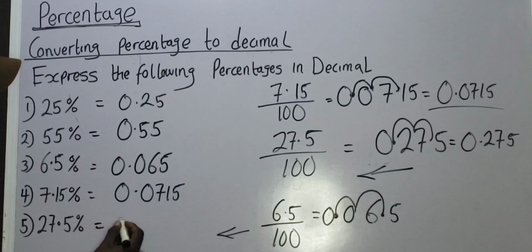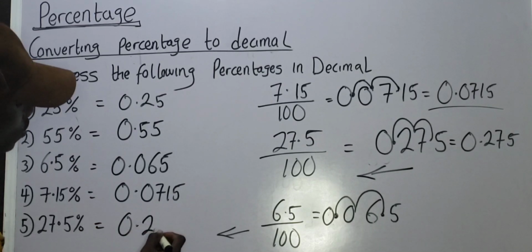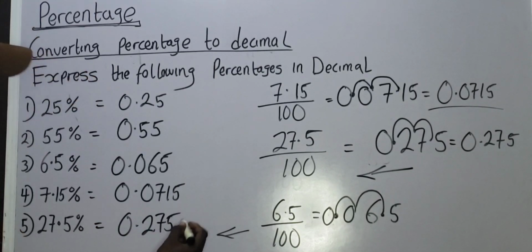This is the final answer, 0.275. If you get this answer, you are correct, okay? Now, that is how to express a number from percentage to decimal. We divide the number by 100, and then you can carry it out without using the calculator. Just move the decimal point 2 steps towards the right. That is the answer, okay?